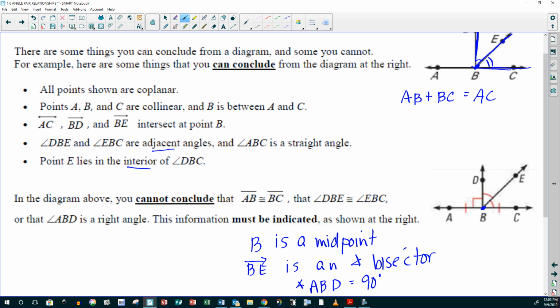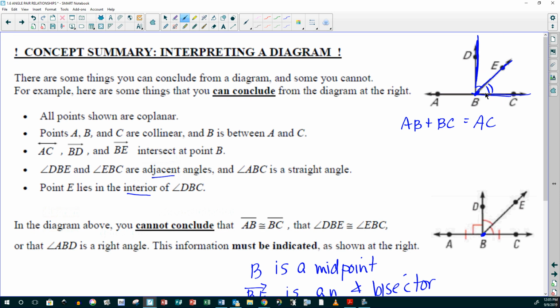This information you can conclude based on the marks. I couldn't say it up here because it didn't have the marks. Down here, it has the marks, so I can say it. Okay, so you have to be able to know the difference.